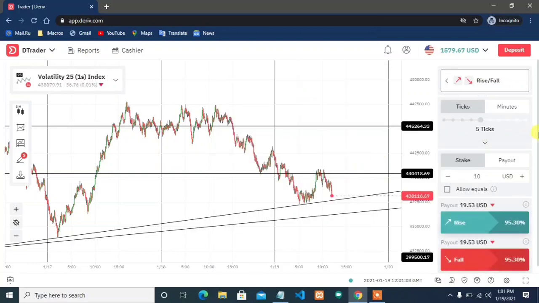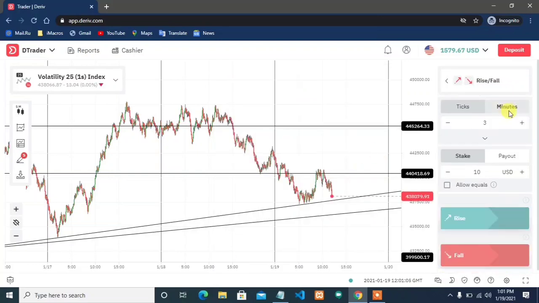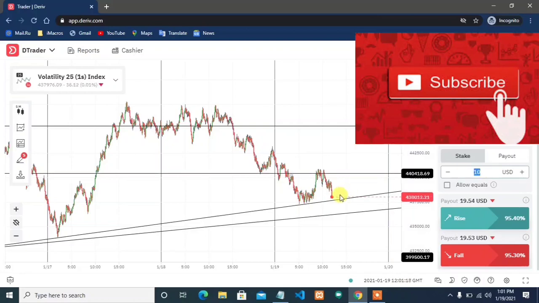So I think I'm going to be taking it on 5-minute time frame. Let's say I was taking $10 for this trade. You can see that the market is getting close to there. Let's wait for the market to hit it, then let's take our trade. I'll be right back.